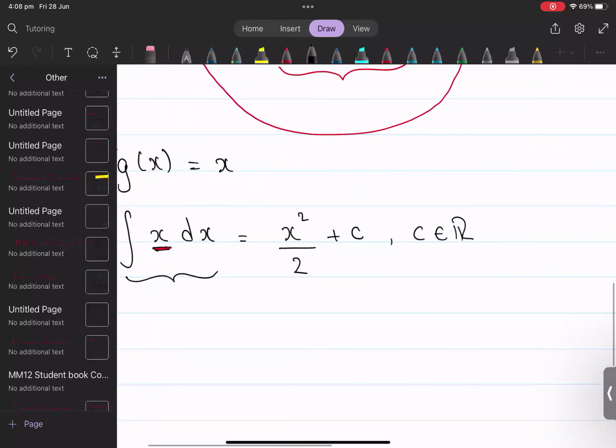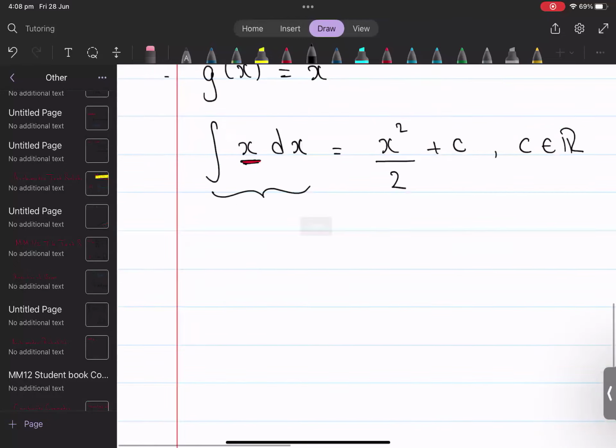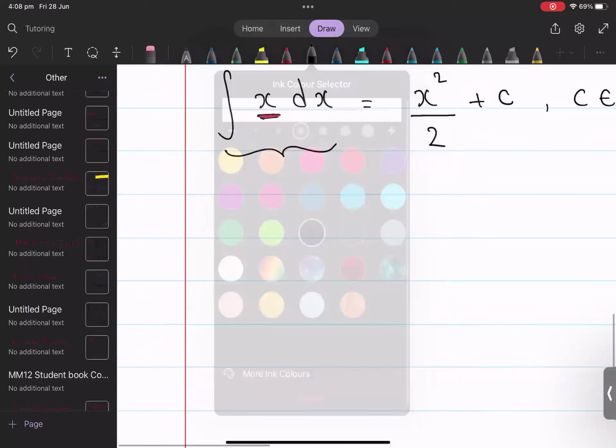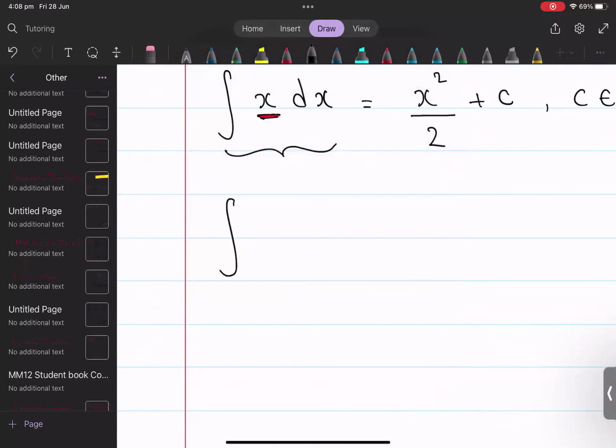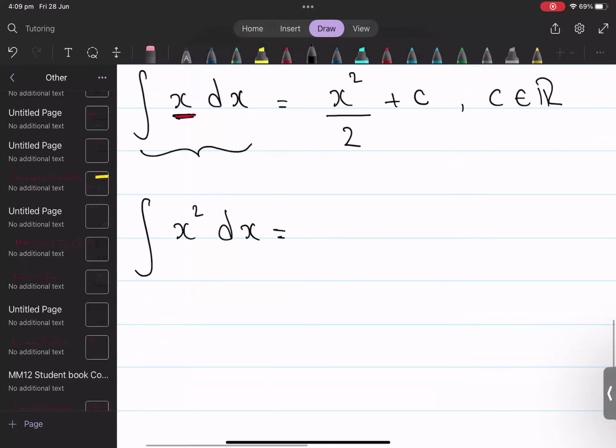Good. Let's do something similar for x cubed. Oh, actually, let's do something for x squared, the antiderivative with respect to x of x squared. I'll give you a few seconds to work this out. Assuming you've had a go at it, we do exactly the same thing.